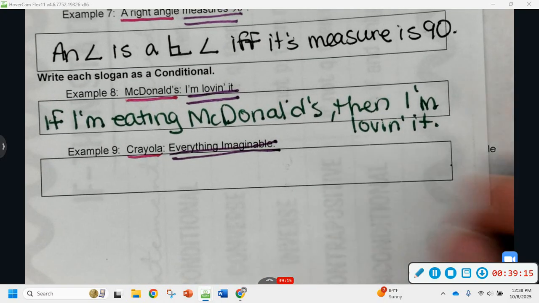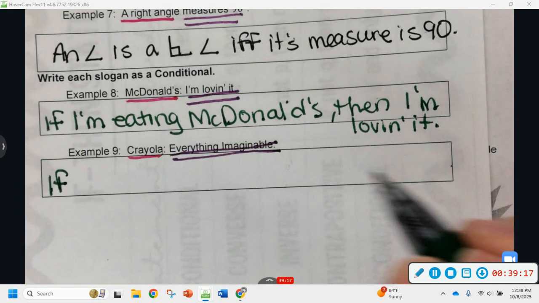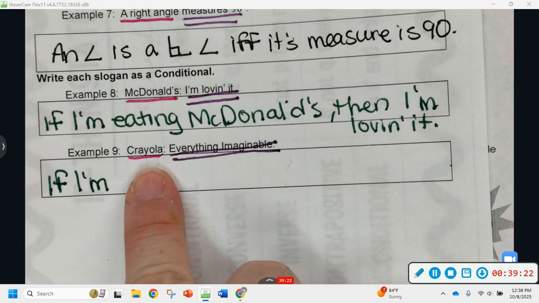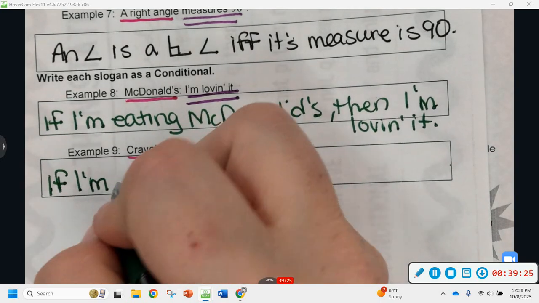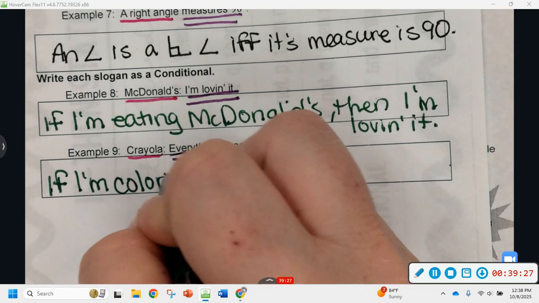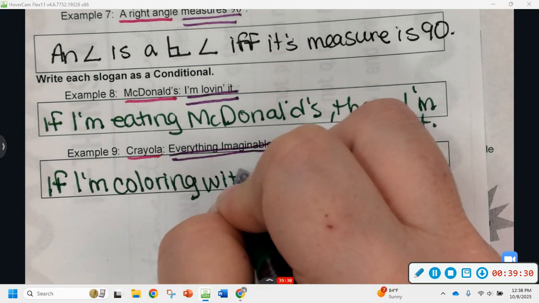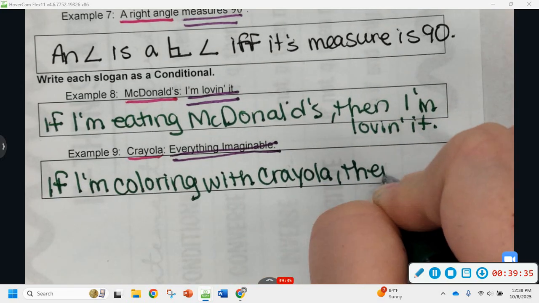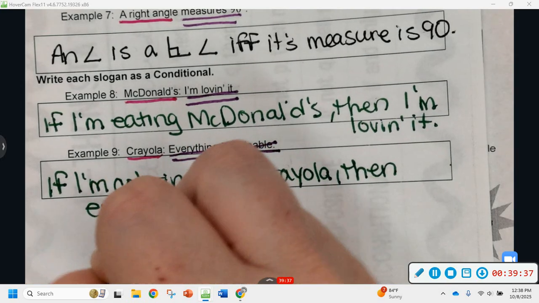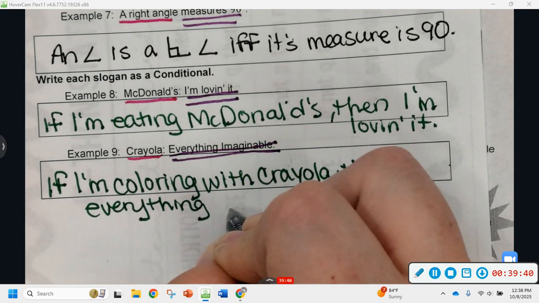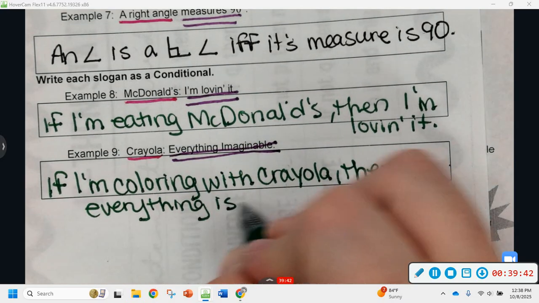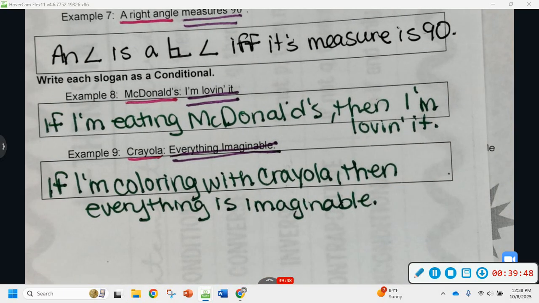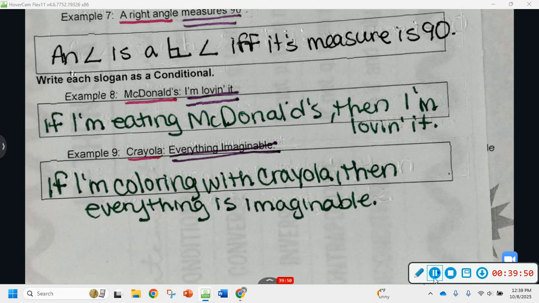And our last one is Crayola, and they say everything imaginable. So maybe if, when I think of Crayola, I think of crayon. So maybe if I'm coloring with Crayola, then everything is imaginable. And that concludes everything.